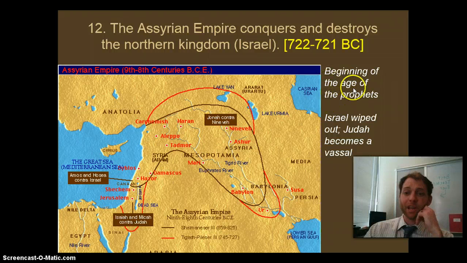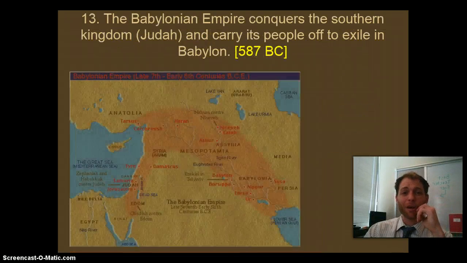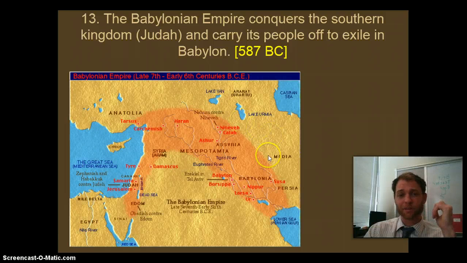This is the beginning of the age of the prophets. The northern kingdom of Israel is wiped out. Judah becomes a vassal of the Assyrians, meaning that they don't get conquered, but they have to pay a whole lot of taxes to the Assyrians to not be conquered. But then the Babylonians come along. The Babylonians are the baddest dudes in the Old Testament. Again, their kingdom follows the Fertile Crescent because nobody wants to live in the desert.